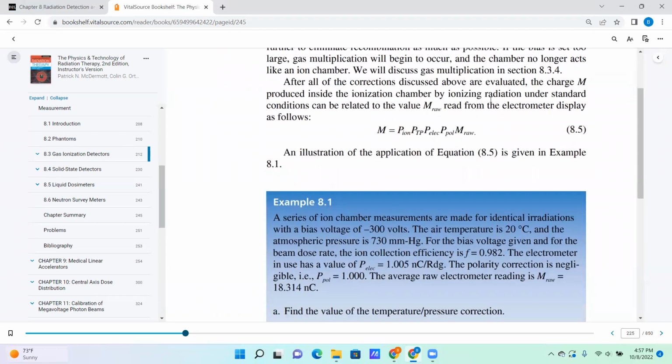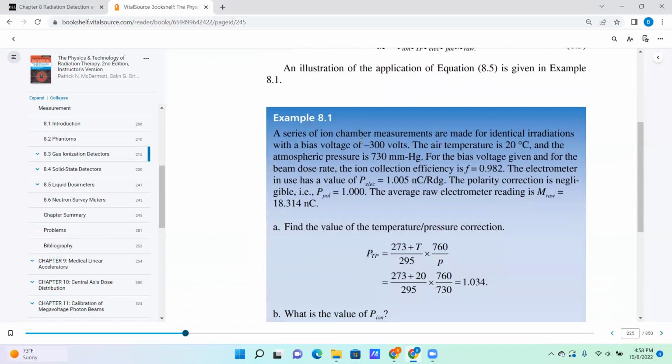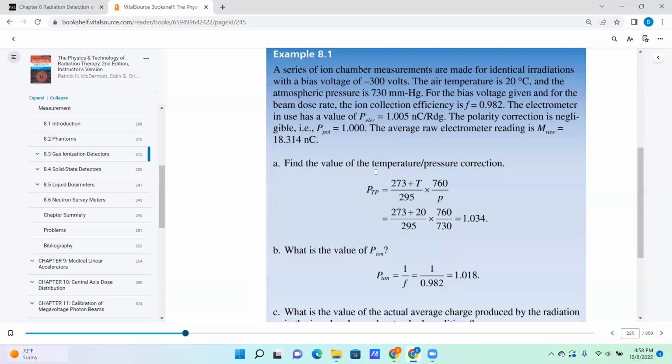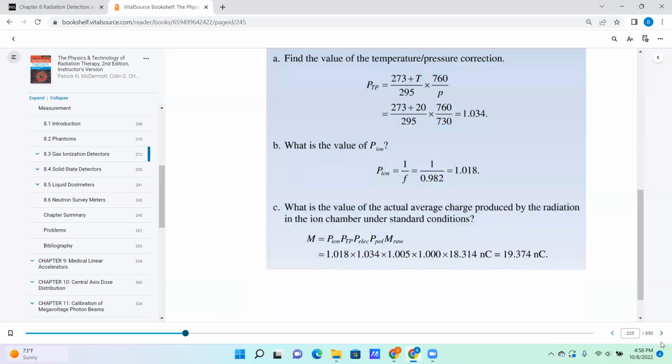After all the corrections discussed are evaluated, the charge produced inside the ionization chamber by ionizing radiation under standard conditions can be related to the value M raw from the electrometer display as follows. Basically, you take M raw and you multiply it by all of these other factors. And that is what this process describes here.